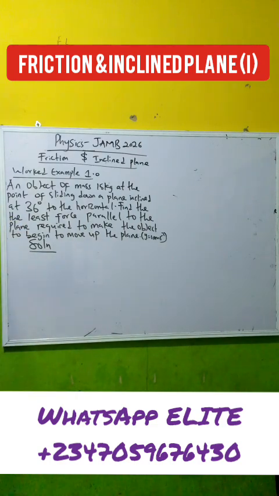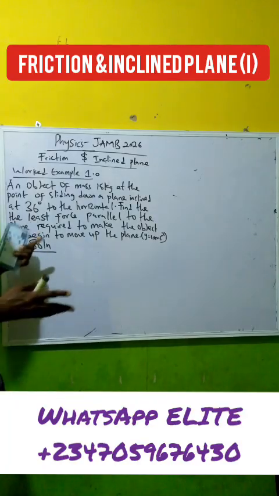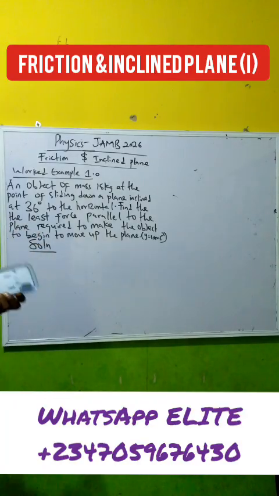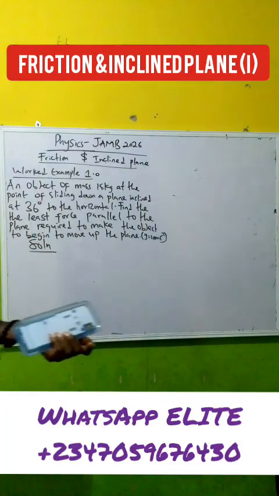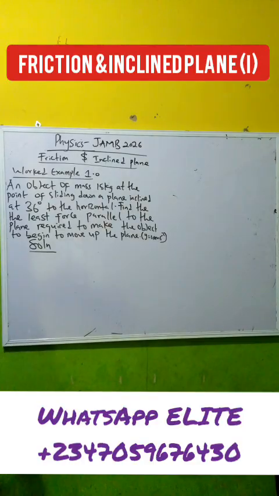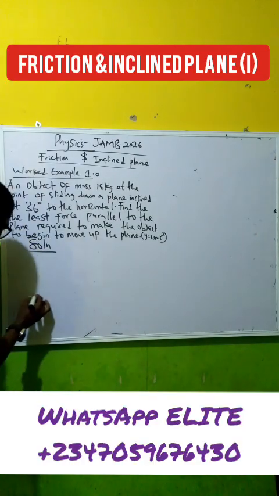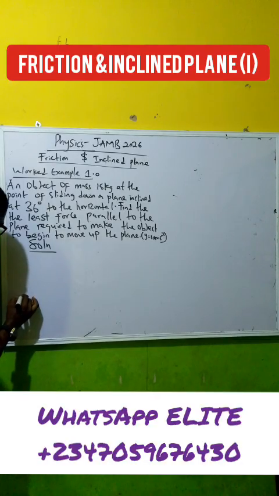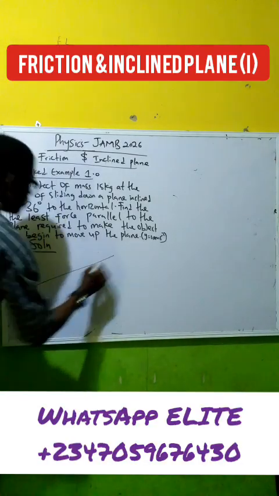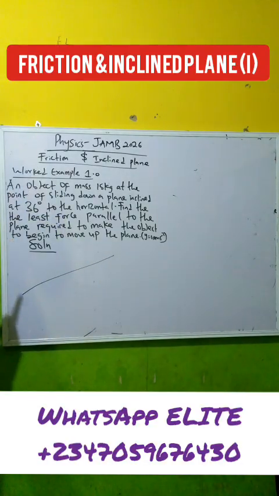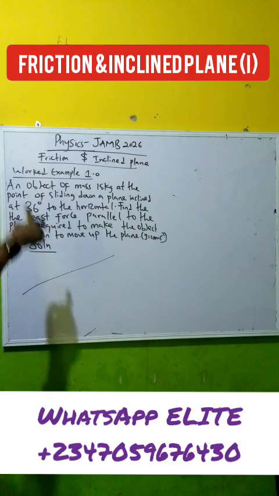It's not hard. The first thing to come to your mind, if you have this question in your theory, is drawing the diagram. But most likely you'll be seeing it in your JAMB questions, so no stress. An object is moved up the plane. Don't forget, they said we should find the least force parallel to the plane required to make the object begin to move up.